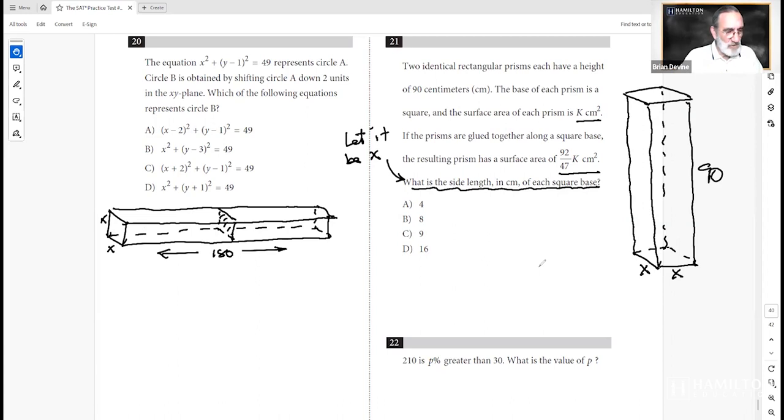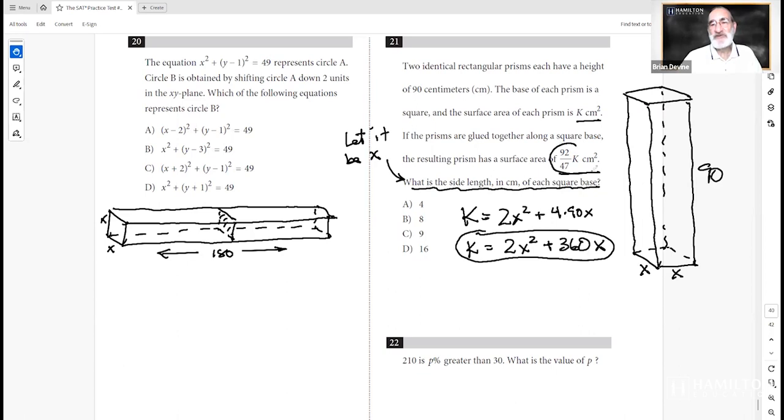Now, what do I know? Well, if I look at the first thing, I know right away that K is going to be equal to the 2 square bases, 2x squared, plus the 4 sides, which is 4 times 90 times x, because one side would be 90 times x. So K is equal to 2x squared plus 360x. I want to save that. I need that.